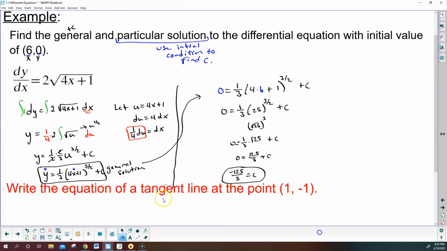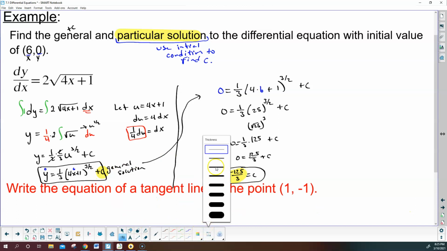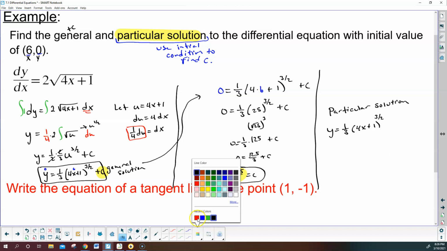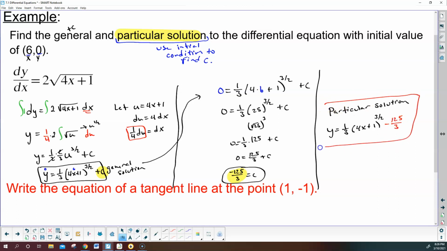So what is the particular solution then? The particular solution is when you take that C value and you plug it into the general equation. So we're almost done. So my final answer is y equals 1/3 times (4x plus 1) to the 3 halves, and then we're just going to add, or in this case we can say minus 125 over 3. Okay.